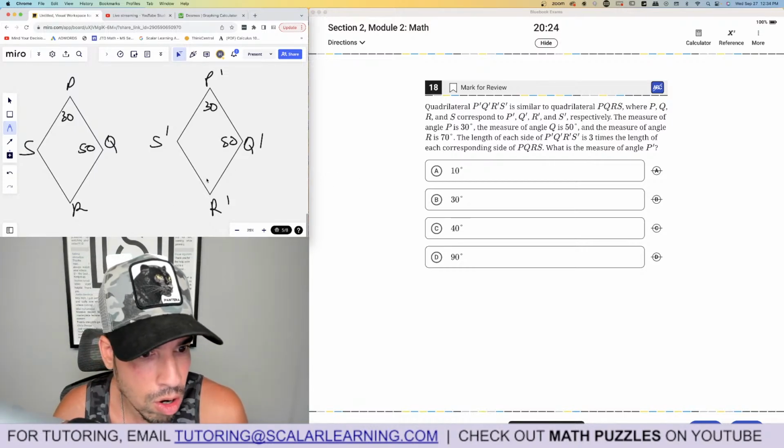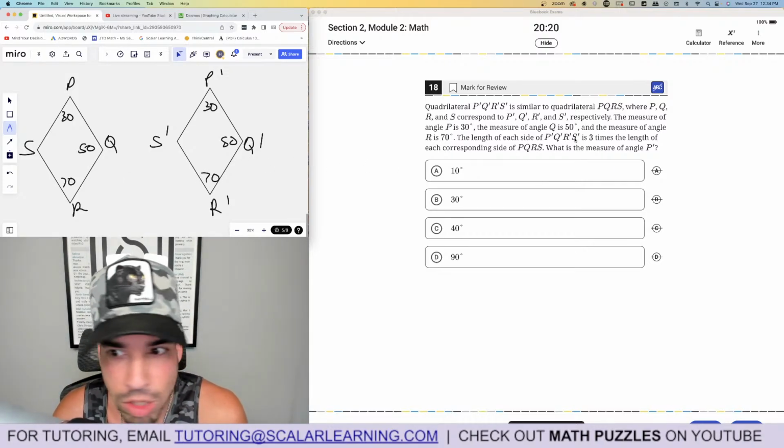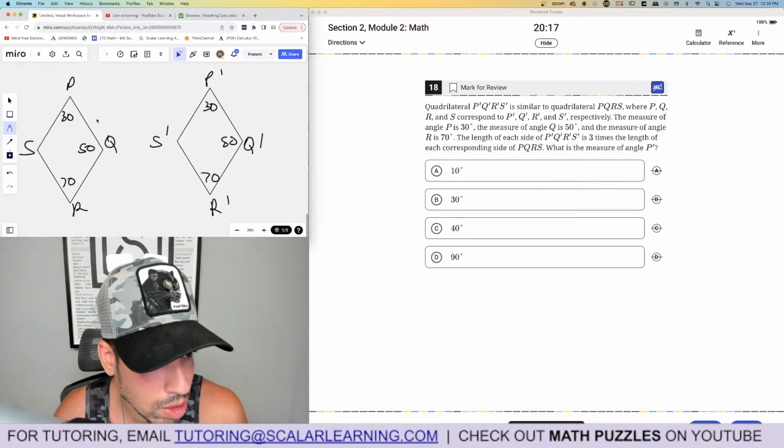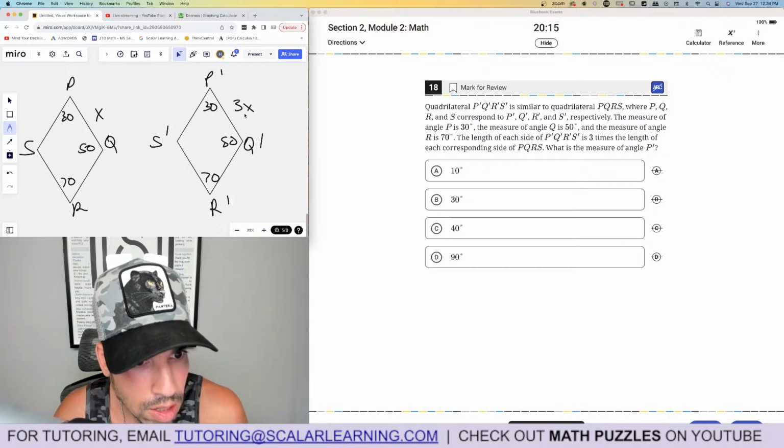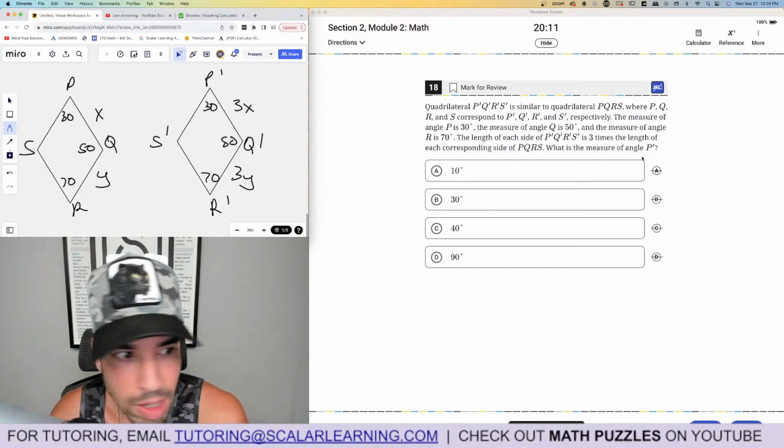And the measure of angle R is 70. So these two down here are 70. The length of each side of PQRS is 3 times each corresponding side. So if this is X, this would be 3X. If this is Y, this would be 3Y, etc. Okay, what is the measure of angle P?